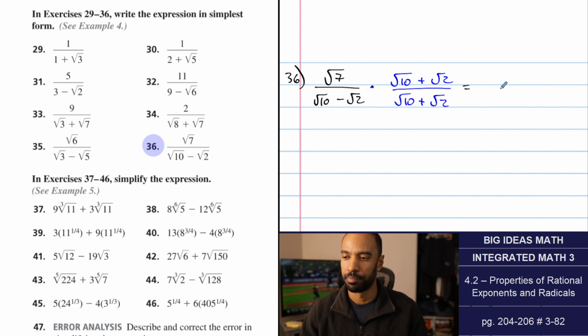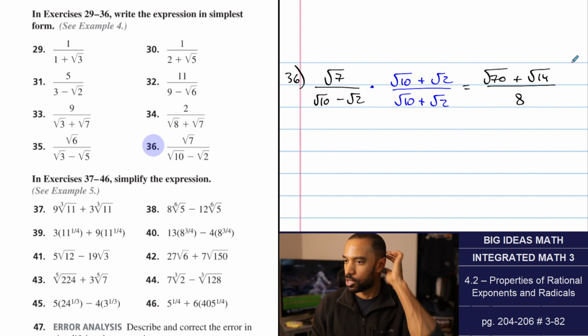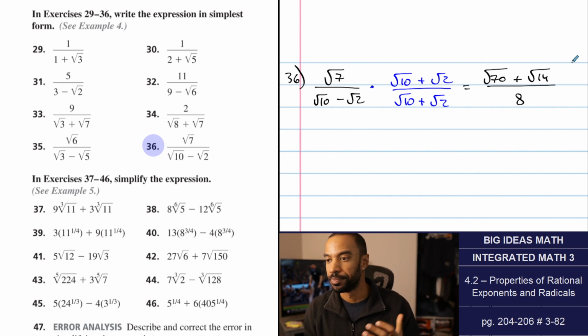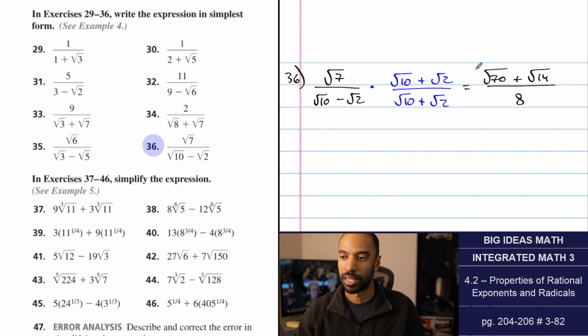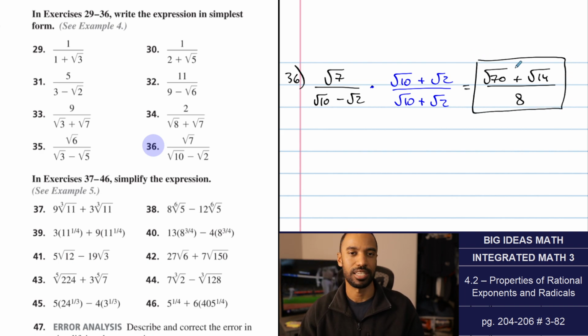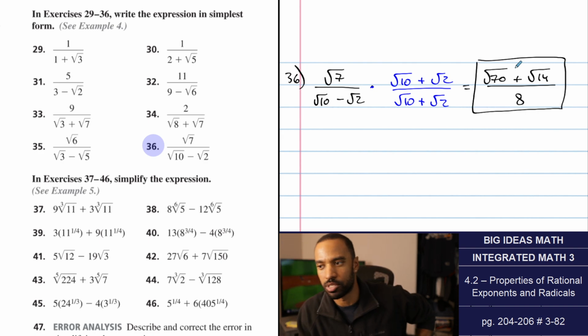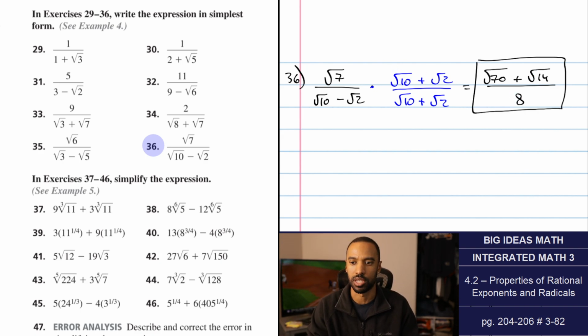And on bottom, we'll get 10 minus 2, which is 8. On top, we have root 70 plus root 14. And I'll be honest, I don't think these have any perfect square values in them at all. I think we leave it like that. 70 is 7 times 10. 10 is 2 times 5. So there's no duplicates there. 14 is 2 times 7. No duplicates of those primes. We're just done right there. That's as simplified as you can get. So rationalized and all good.